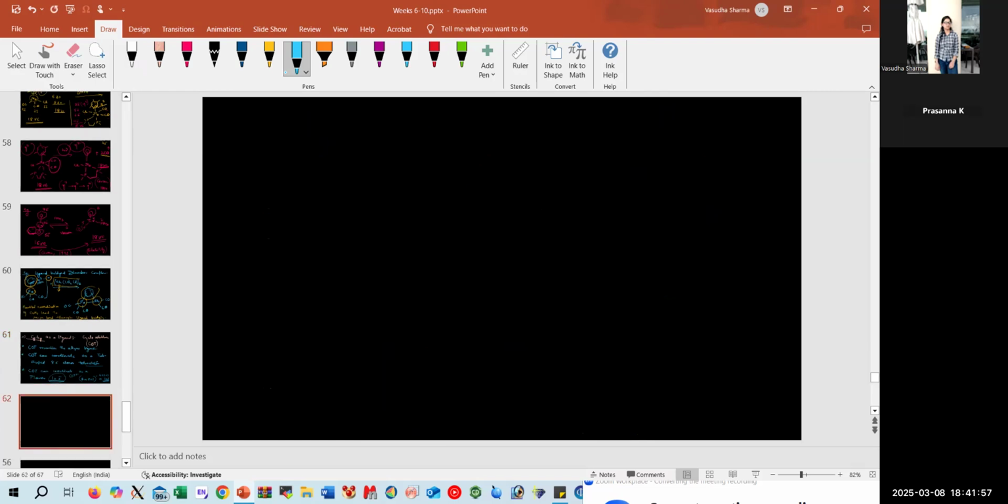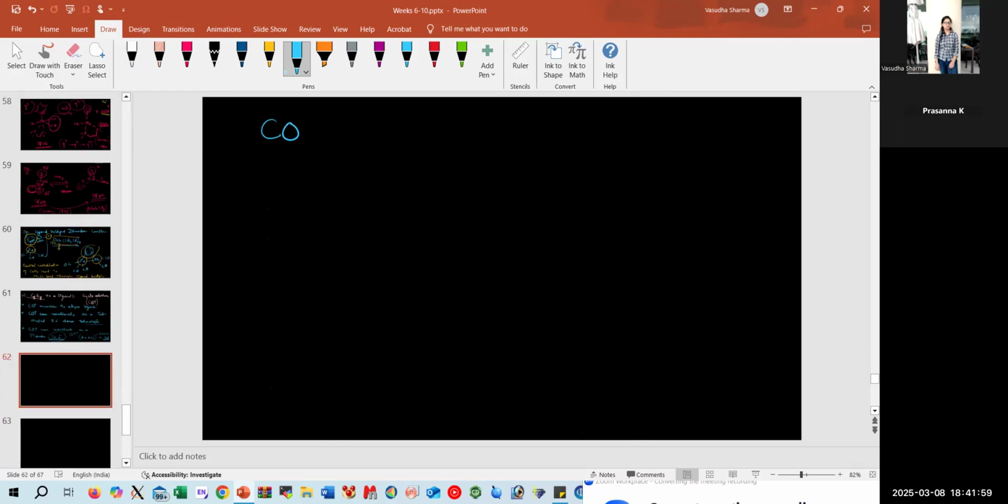So this is COT 2 minus, meaning C8H8 2 minus, which is 10 electrons. This is planar and this is aromatic as well.